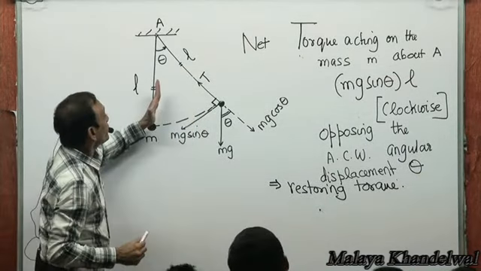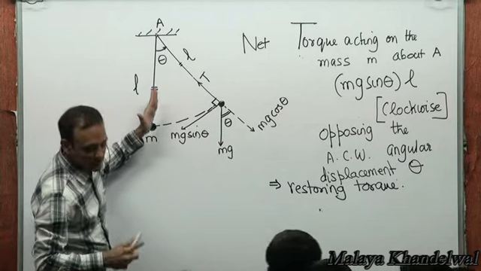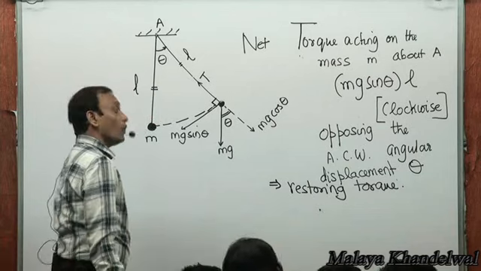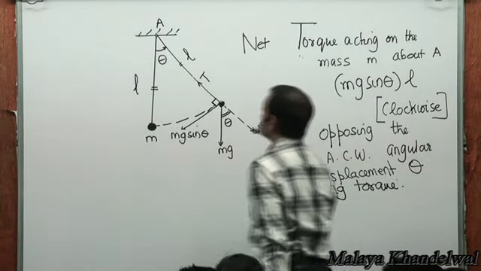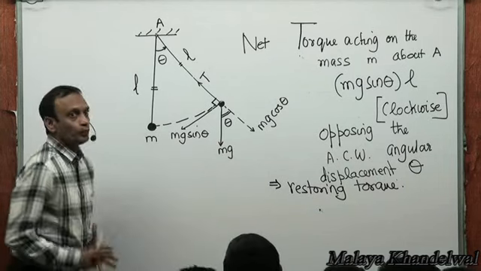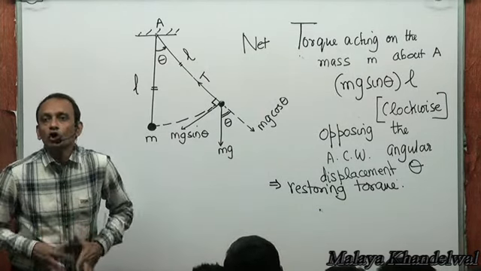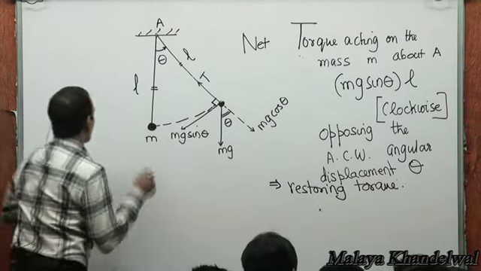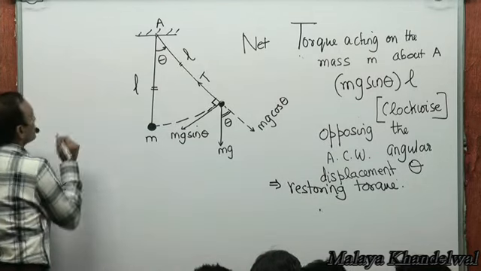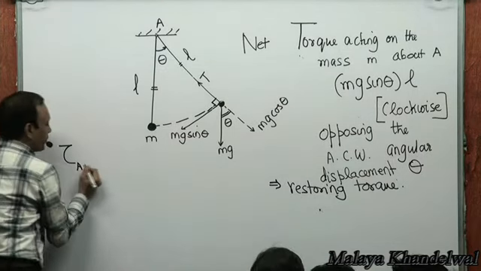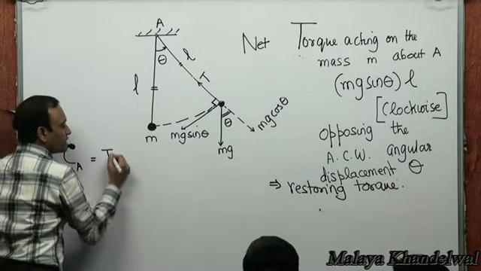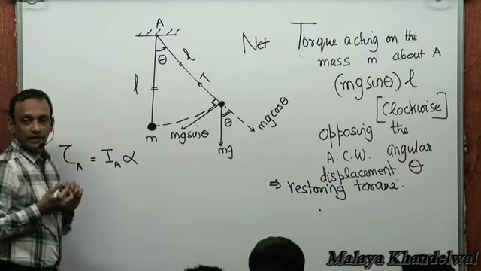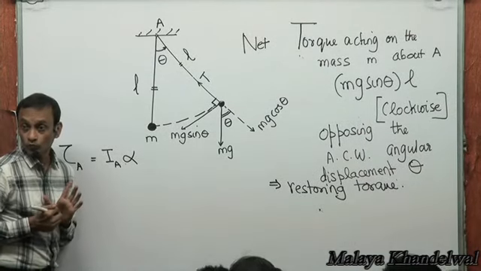It tries to bring back the bob to the vertical position. Now, let me call anti-clockwise torque positive and clockwise torque negative, right? The net torque about A, torque about any point, is going to be what? Moment of inertia about that point into angular acceleration alpha, yes or no?